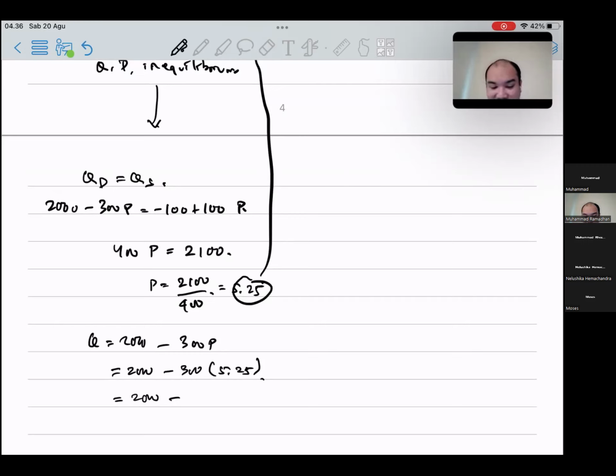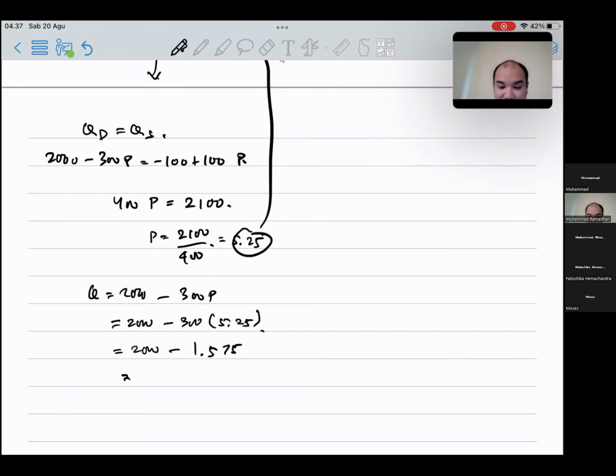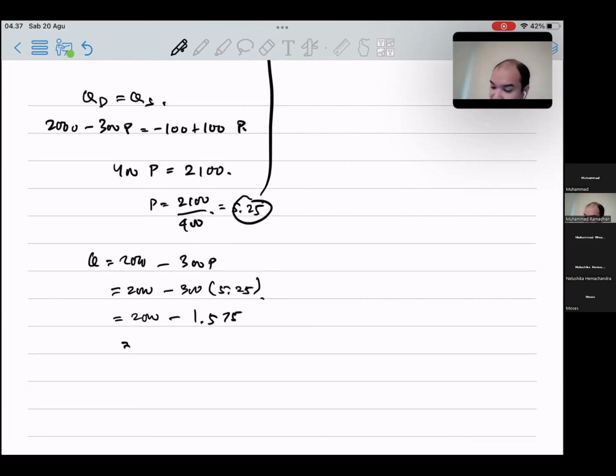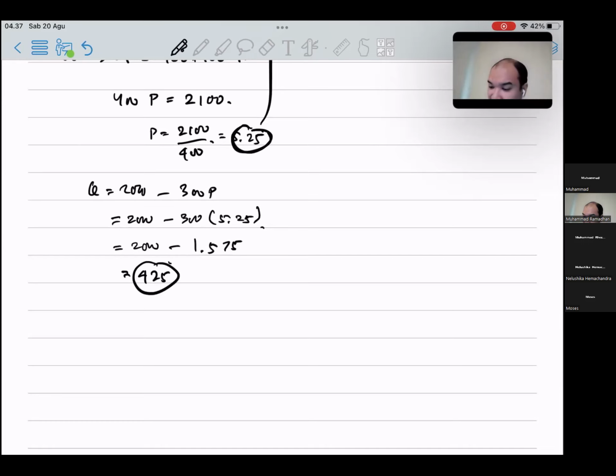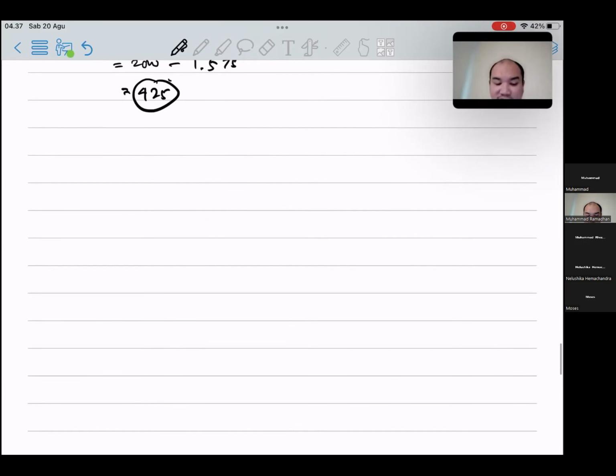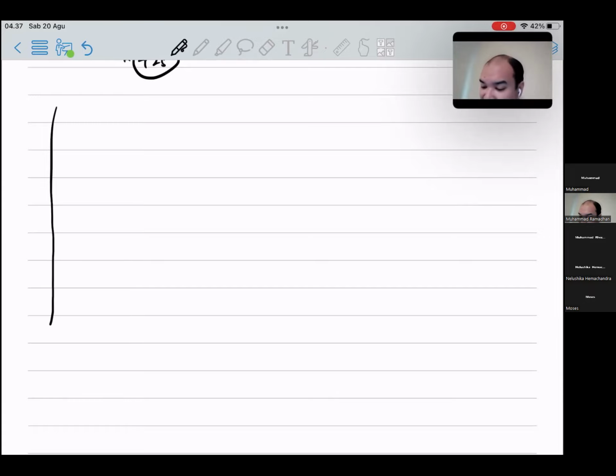300 times 5.25 is 1575. So the answer is 425. Okay, it's easy. And then, okay, we have Q equal to 425 and P equal to 5.25. We can draw the graph.